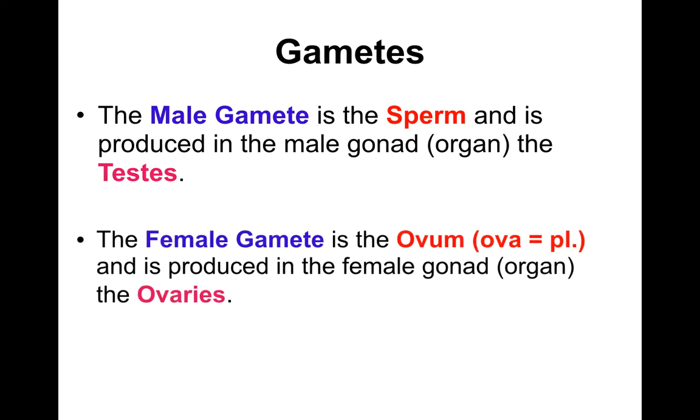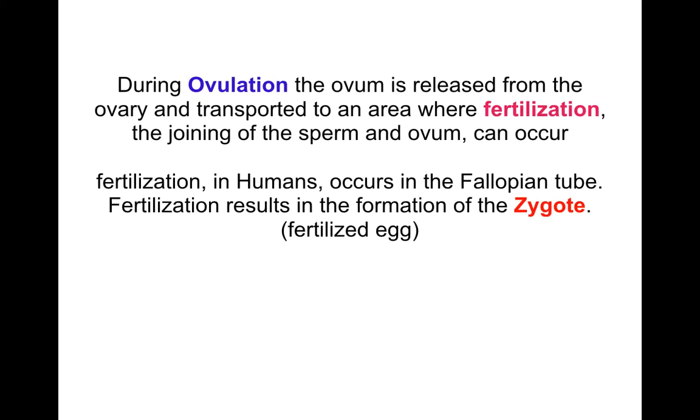The female gamete is the ovum. Ova is plural, and it is produced in the female gonad, or organ, the ovaries. During ovulation, the ovum is released from the ovary and transported to an area where fertilization, the joining of the sperm and ovum, can occur. Fertilization in humans occurs in the fallopian tube.